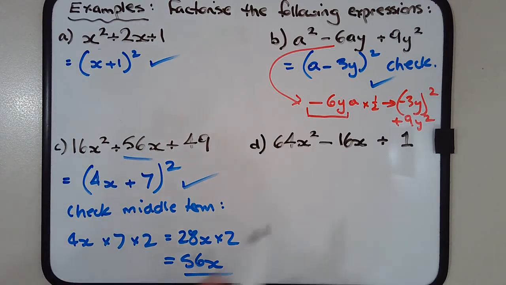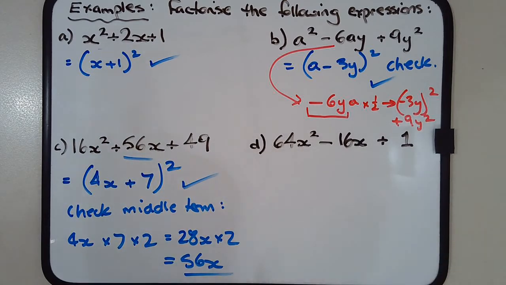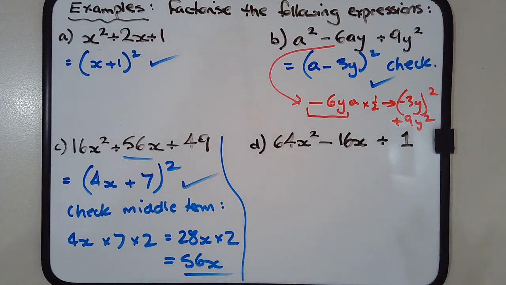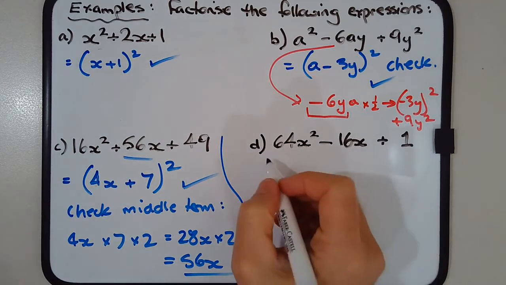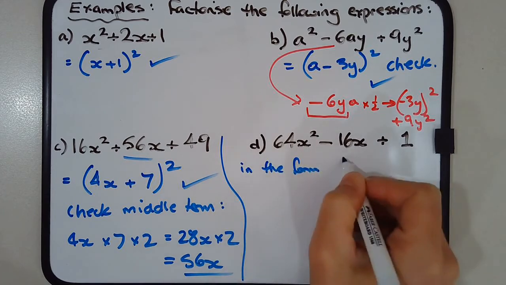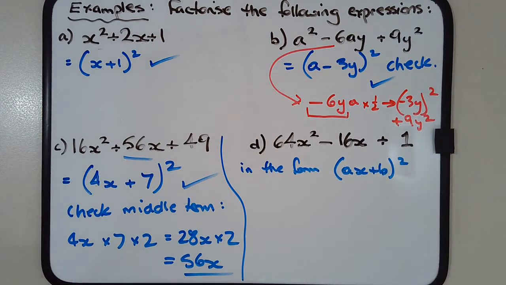So what about the last one? 64x squared minus 16x plus 1. Now I'm going to do something a little bit different here, and I'm going to show you another method you could use. It's a little bit more of an advanced method, but still a very powerful one. Now we're suspecting that this is going to be a perfect square, which means that this will be in the form ax plus b all squared, and we really want to find what the a is and what the b is. That's always sort of what we're trying to find.